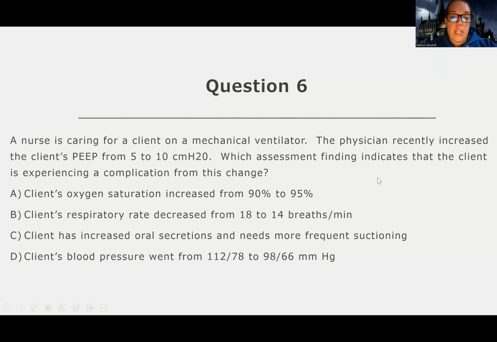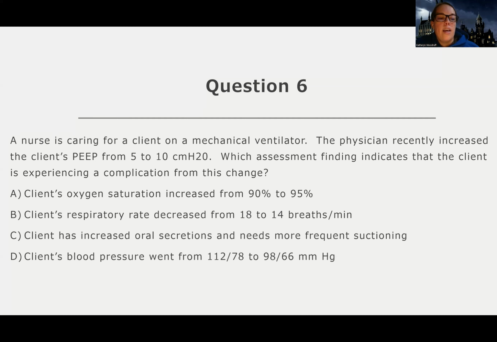A nurse is caring for a client on a mechanical ventilator. The physician recently increased the client's PEEP from 5 to 10 centimeters of water. What assessment finding indicates that the client is experiencing a complication from this change? So like I said, questions that might be asked about mechanical ventilators may be related to complications or things that can come up with routine care of the ventilator. So if I remember back, it's saying I'm increasing PEEP. So I have to think about, what's going to happen if I turn my PEEP up.